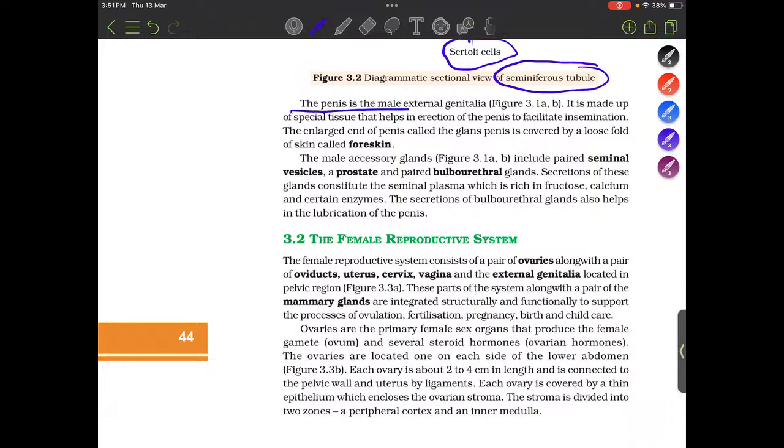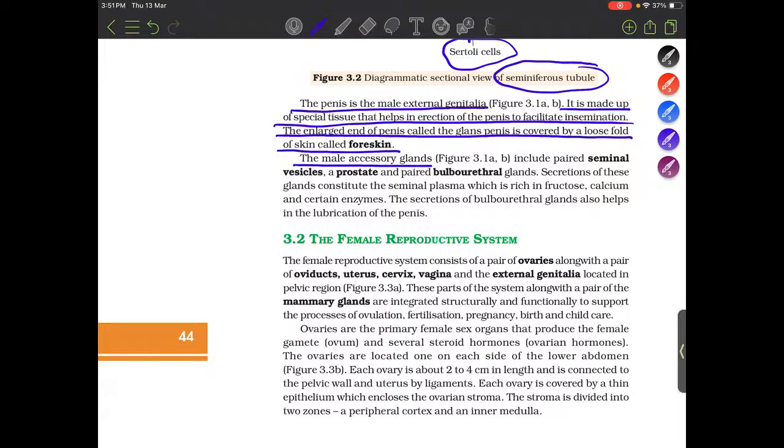The penis is the male external genitalia. It is made up of special tissue that helps in erection of penis to facilitate insemination. The enlarged end of penis is called glans penis, and is covered by a loose fold of skin called foreskin.